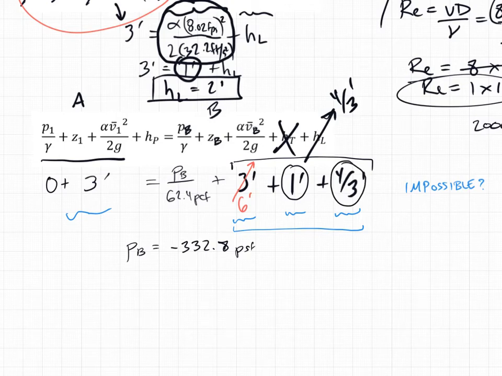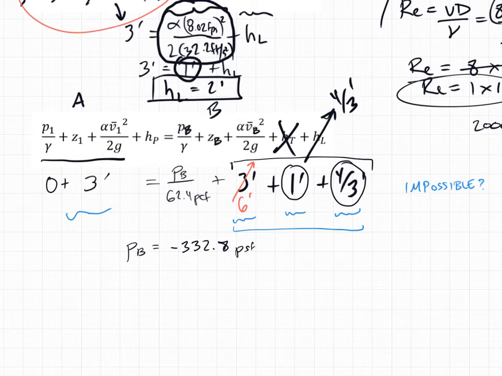Now, remember, this is a gauge pressure, so it can go negative. However, when we get negative pressures, what this means is that it's 332.8 PSF below atmospheric. It doesn't mean that it's below absolute 0. It means it's below 0 for the atmosphere.